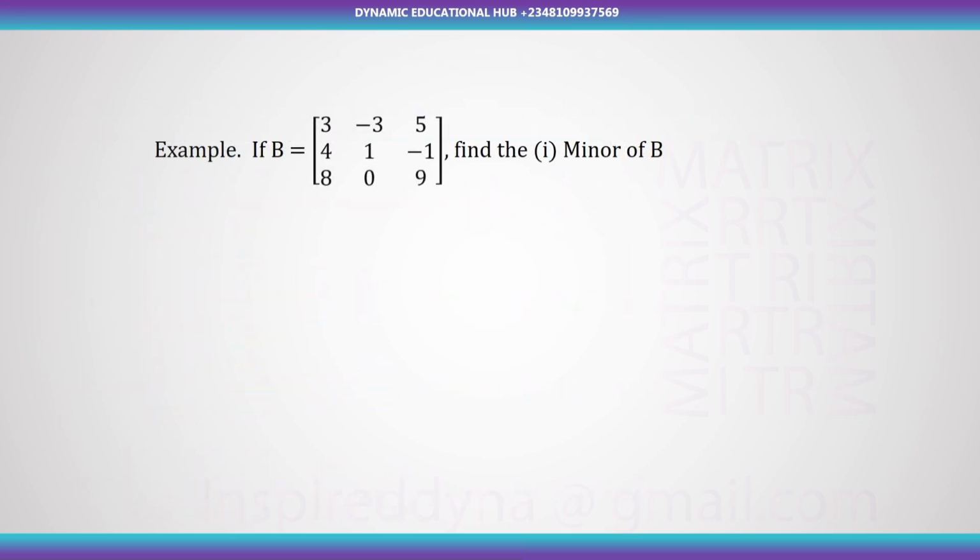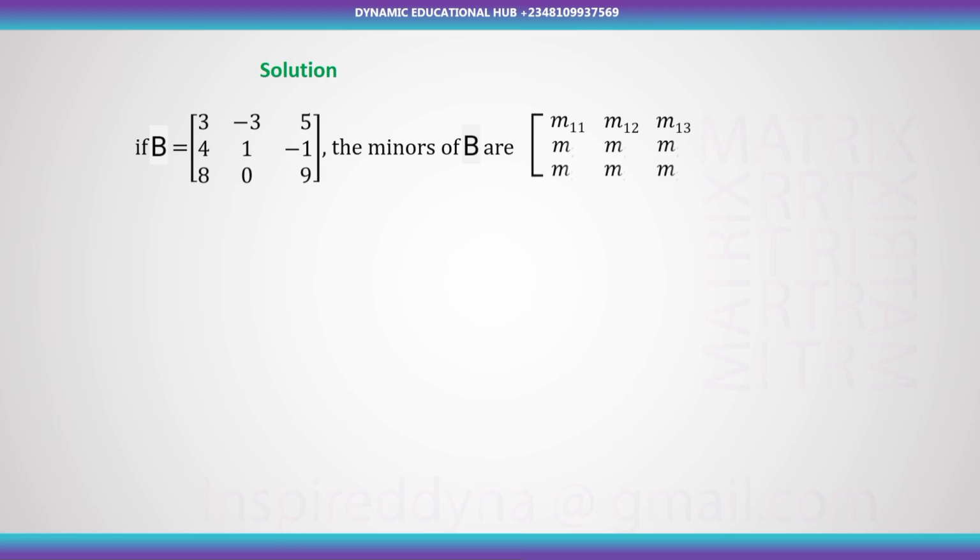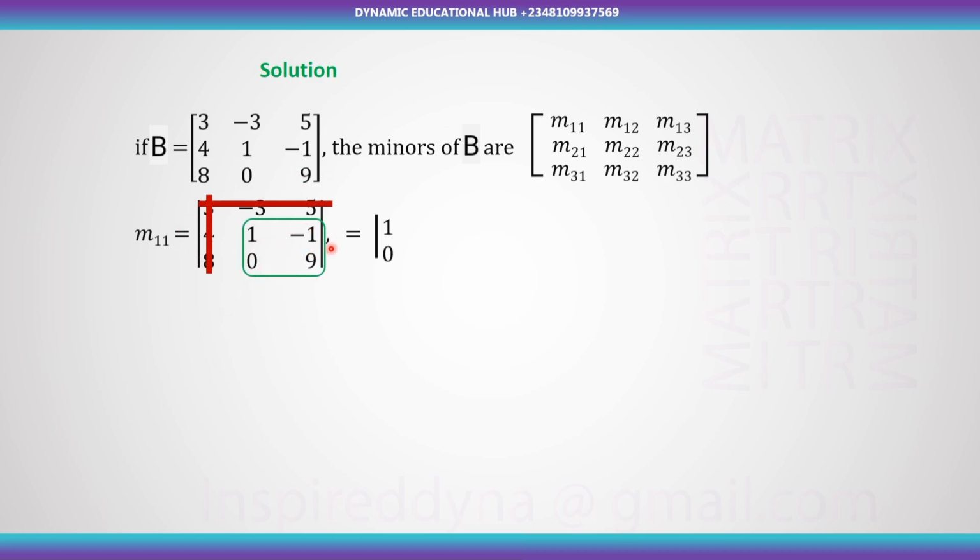For this example, if B is equal to this matrix, find the minor of B. To find the minors of B, now these are the minors of B. We need to plug in values here. Now to do that, let's have our M11. How are we going to find our M11? You delete the first row, first column. You are left with this. Let's find the determinant of this.